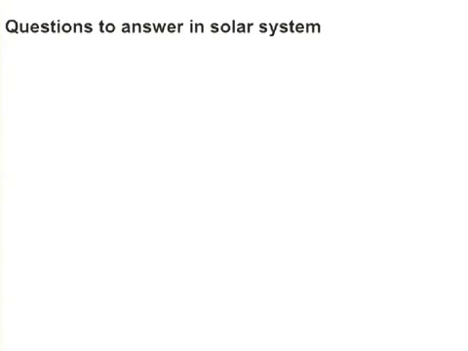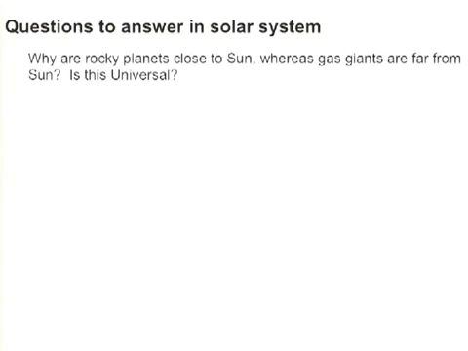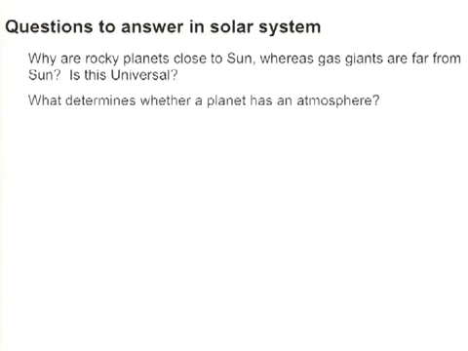All right, and so now, if you want to ask questions about the solar system, what is the question? For example, why are all the rocky planets close to the Sun and the gas giants far away from the Sun? Is this universal? Do we see the same pattern when we look at what's known as exoplanets around other stars? And the answer is no. We don't see that as universal. That is a very puzzling result, and people are working on what it means.